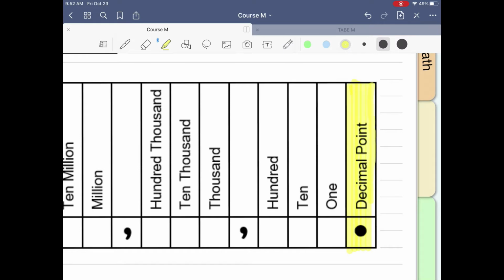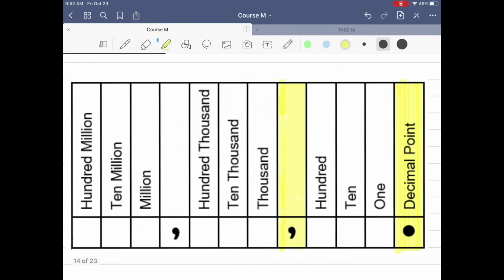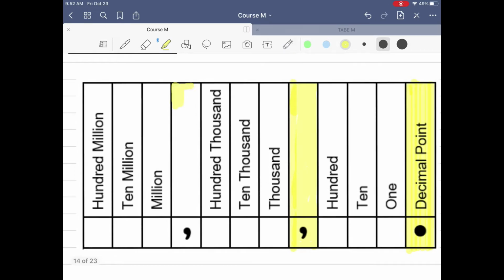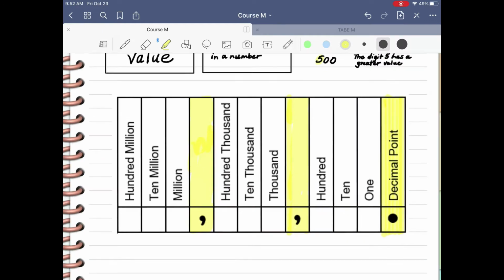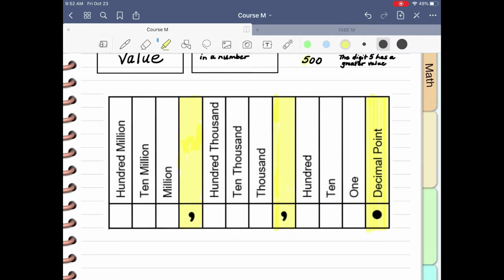Now in most numbers, whole numbers, you are not going to see the decimal point. It's there, but you don't see it unless you have numbers after it. We have a comma here. Notice that comma in this section. And then we have a comma in this section. So after every 3 digits in a number, you put a comma. The comma separates sections, or periods, it's called in math, of 3 digits. So those are the punctuation pieces.